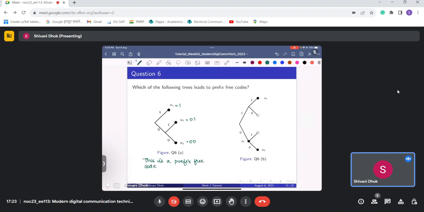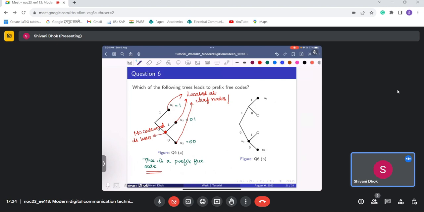Another way of looking at this problem is to observe where the code words are located. These code words are located at the leaf nodes here. So you can observe that this U1, U2 and U3 are located at leaf nodes and not here. So here no code word is here. Since they are located at leaf nodes, this is a prefix free tree or prefix free code.